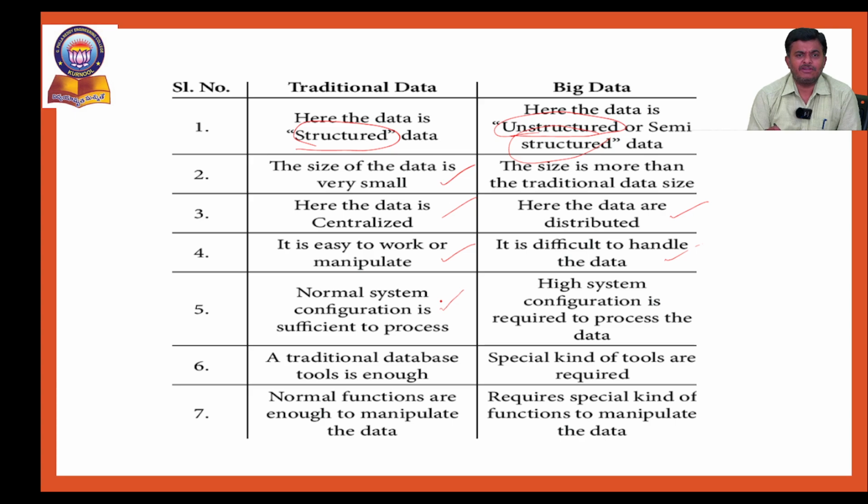A normal system configuration is sufficient to process traditional data, whereas big data requires a high-configuration system to process the data. A traditional database tool is enough for processing traditional data, whereas for big data we need special kinds of tools. Normal functions are enough to manipulate the data in traditional database systems, whereas big data needs special kinds of functions to manipulate the data.